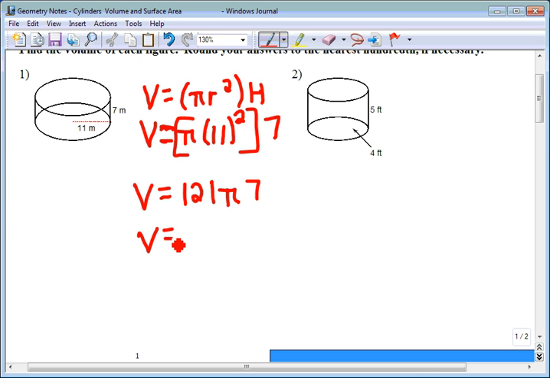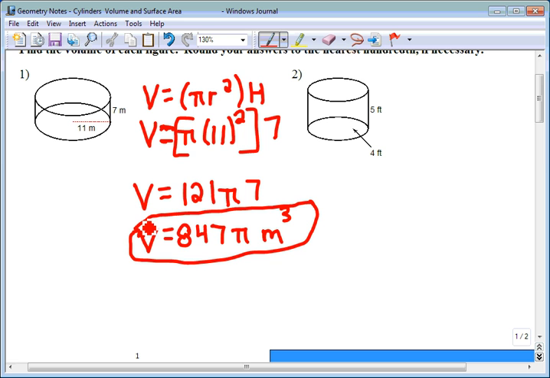When we punch that in our calculator, 121 times 7 is 847 pi meters cubed. We're dealing with volume, so we're dealing with meters cubed. Okay, let's try another example.